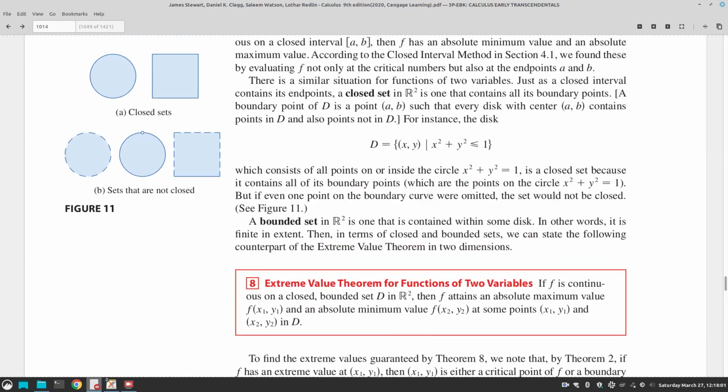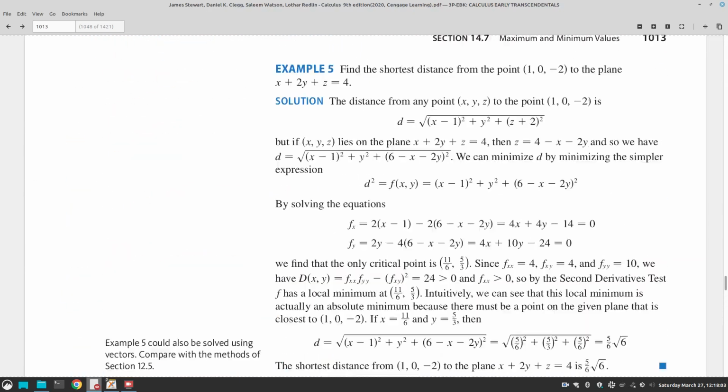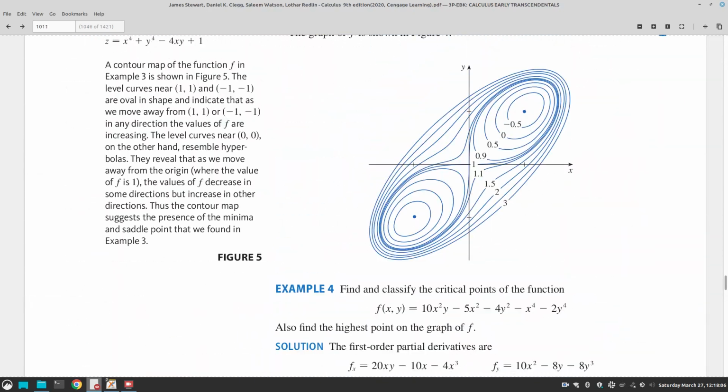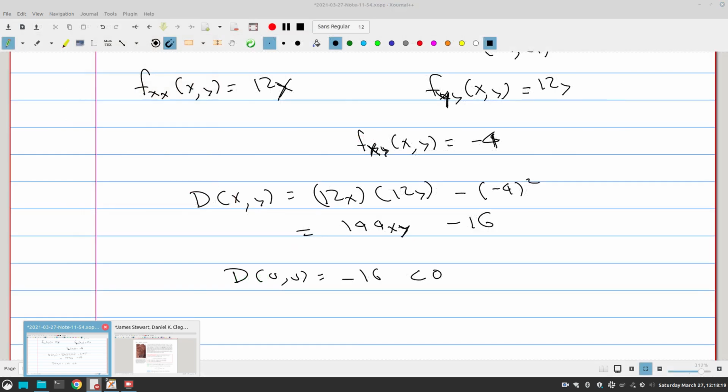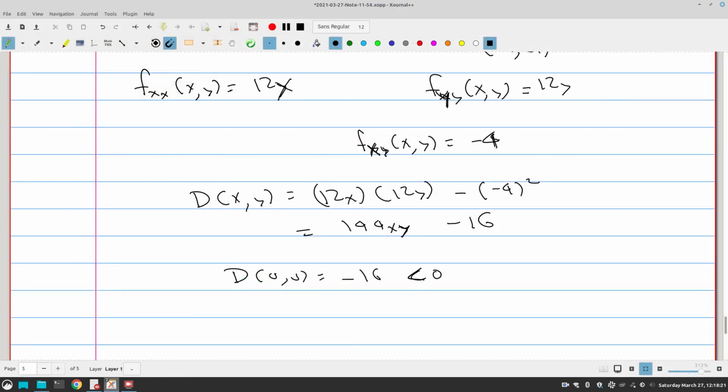Okay, so if D is less than 0, then (a, b) is a saddle point of f. It doesn't really matter what the values of fxx or fyy are. As long as D of (0, 0) is less than 0, we have a saddle point. So (0, 0) is a saddle point.